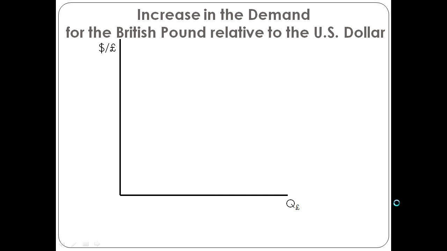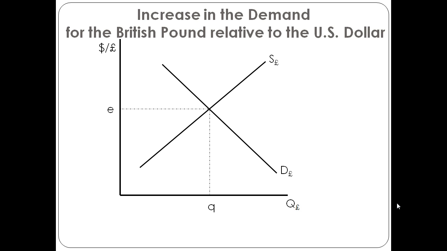All right, now we're going to take a look at another scenario here, an increase in demand for the British pound relative to the US dollar. So once again, on our y-axis, we have the pound relative to the dollar. Remember, we have the pound closest to the y-axis, relative to the dollar. We have the quantity of pounds on our x-axis. We have a downward sloping demand for the pound and an upward sloping supply for the pound. Where those intersect, we have an equilibrium exchange rate and quantity of the pound.